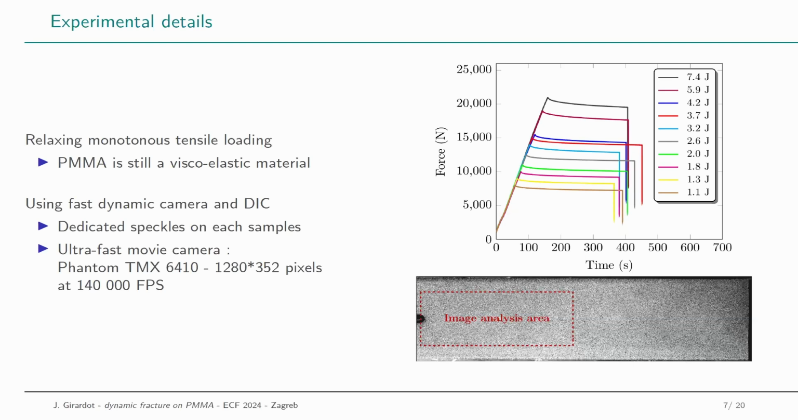Then we use DIC to get the local fracture toughness. So we apply a standard speckle on the sample. And we use an ultra-fast movie camera, giving us high resolution in time and space.